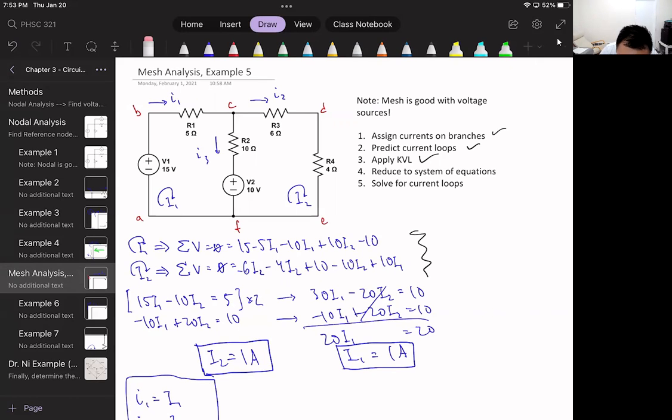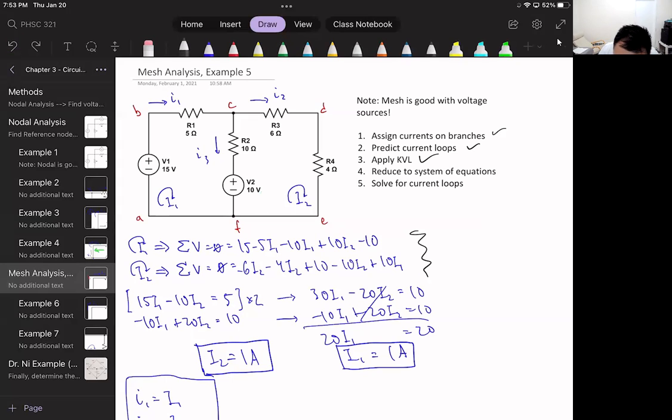So for example, very quickly, I have a positive 10 I2 like you see right here. That's going to come because I2 is coming up this way, which is opposite of the loop or the direction of the current. Therefore, it's going to be a rise, even though it goes against the current flow. Again, the main thing is to be consistent.